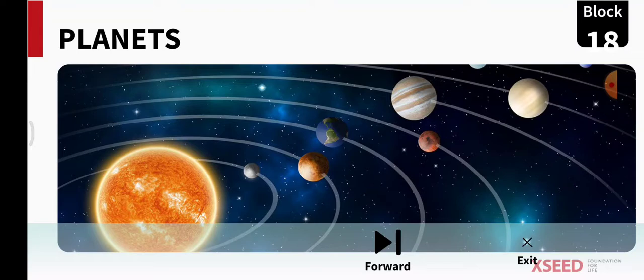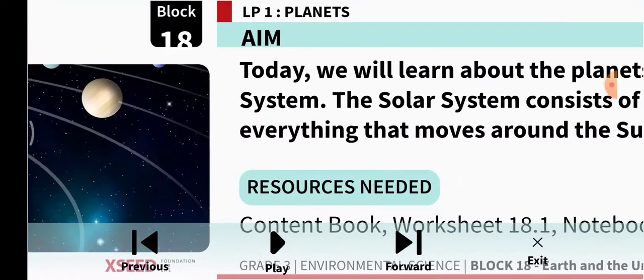The lesson's name is planets. So we are going to learn about all the planets in our solar system and their distance from the sun, how far they are from the sun. Right? So let's move on and learn more.